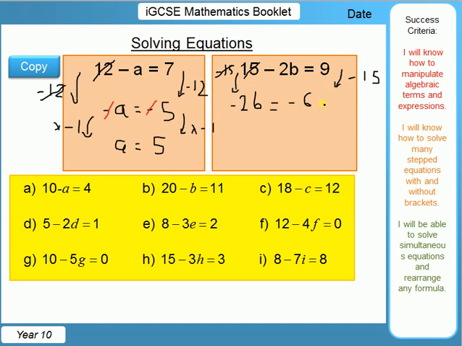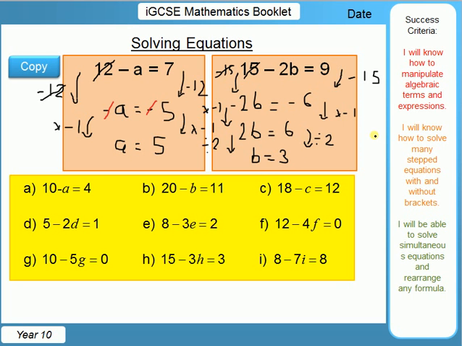And then we can do our trick with the timesing by minus 1. This has the effect of cancelling the minuses. We're left with 2b is equal to 6. And then finally, what's the opposite of timesing by 2? Well, that's dividing by 2 on both sides of the equation, and therefore b is equal to 3, and we're done.